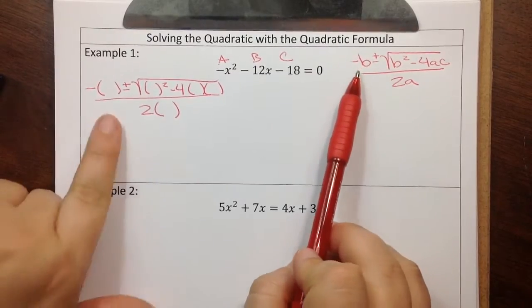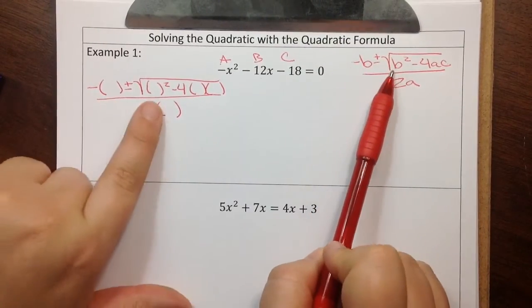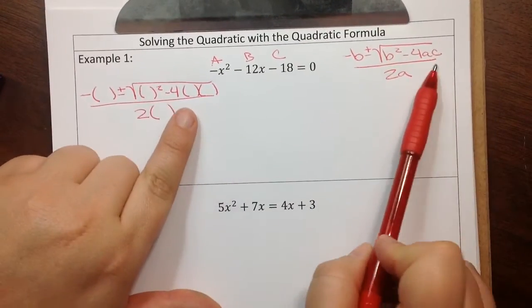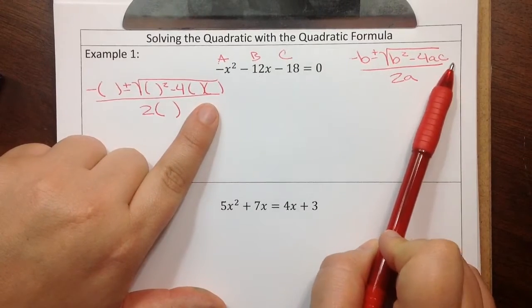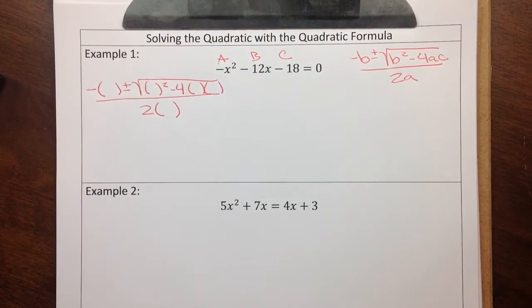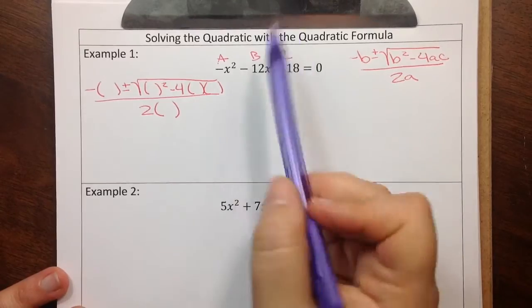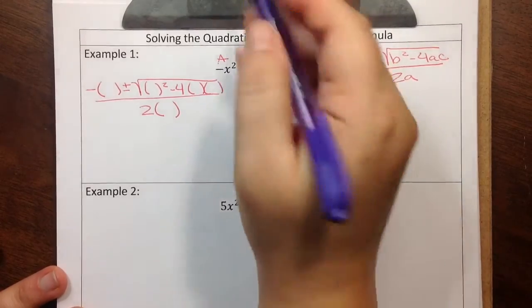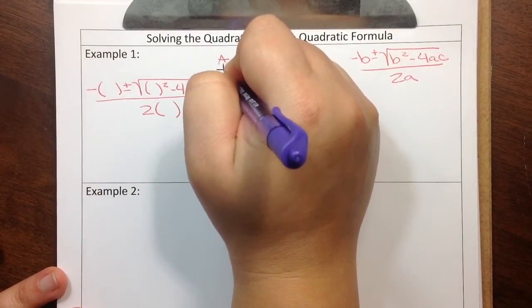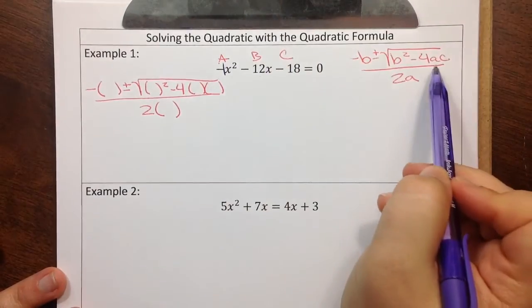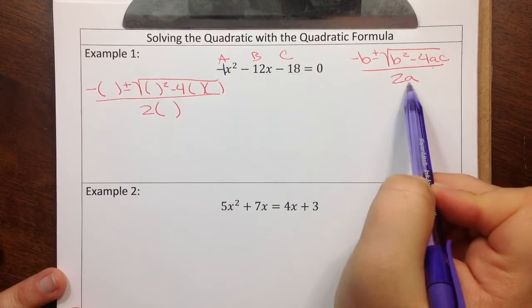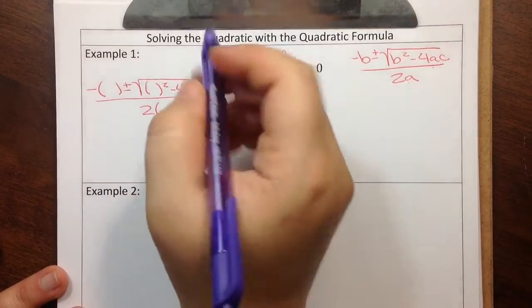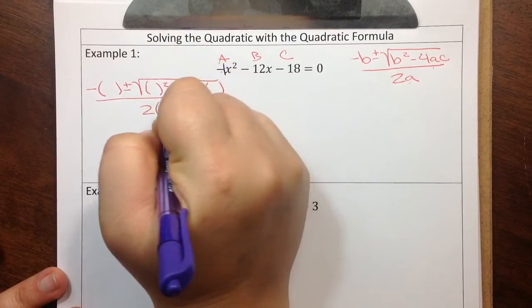So if you noticed, instead of a b, I put parentheses. Instead of an a, I put parentheses. Instead of a c, I put parentheses. All I'm going to do is plug them in. If there's nothing in front of x, it's like a 1 is there, okay? So every time I see an a, which was here and here, I'm going to plug in a negative 1. So negative 1, negative 1.